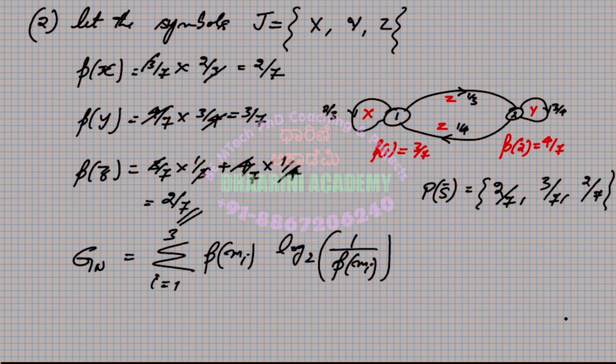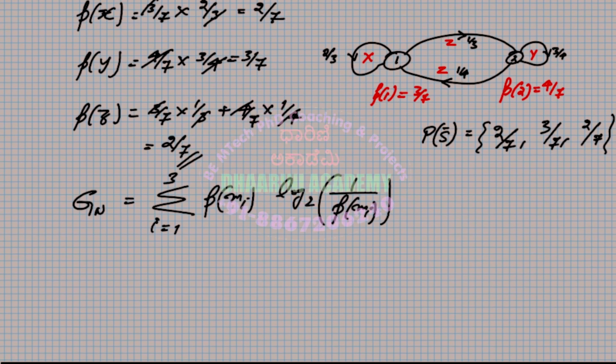Now I'm writing Gn. This is in general. Whenever I am considering one symbol at a time, you see only X comes, then Y comes, then Z comes. I'm considering symbols as individual letters. When we write that, we call it G1. Therefore, G1 is equal to P of X1 log of 1 by P of X1, plus P of Y log of 1 by P of Y, plus P of Z log of 1 by P of Z. That's all we need to calculate.